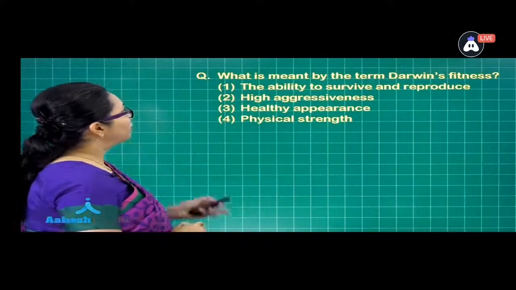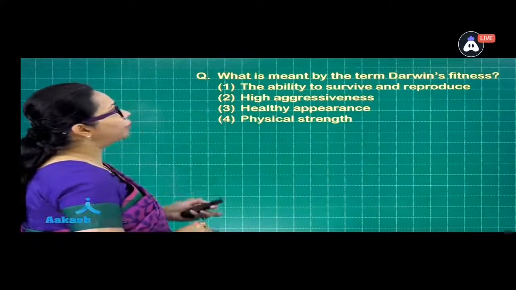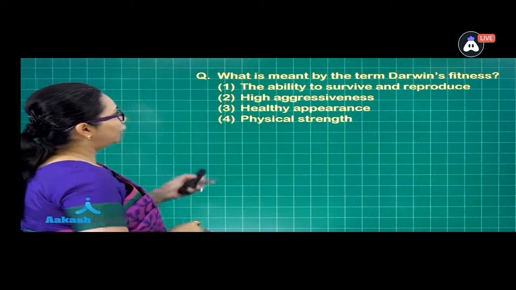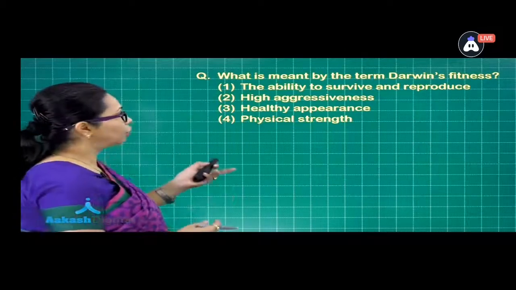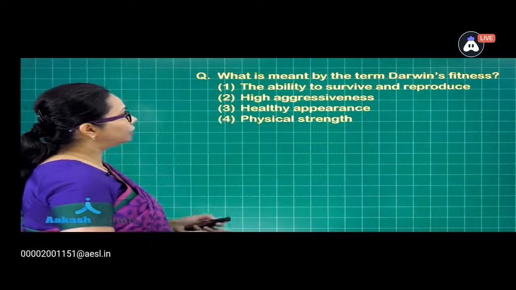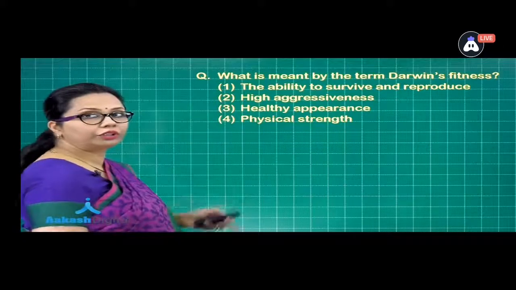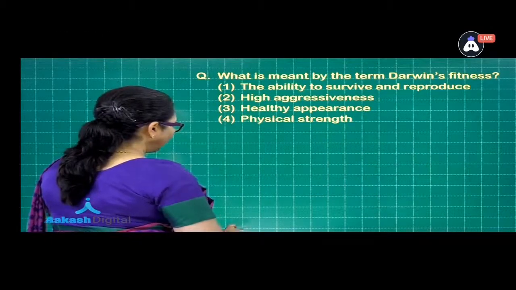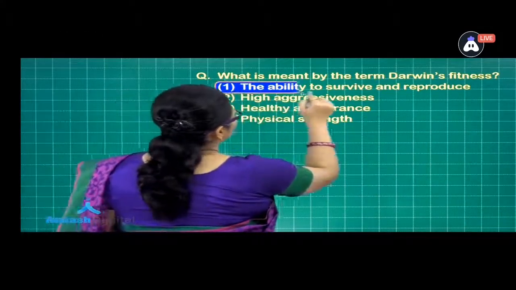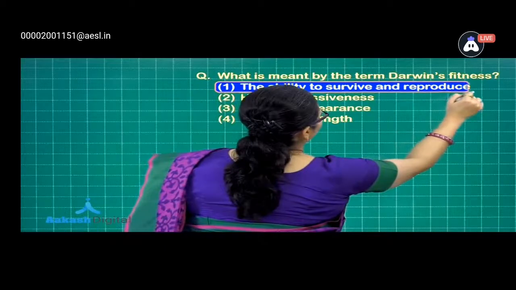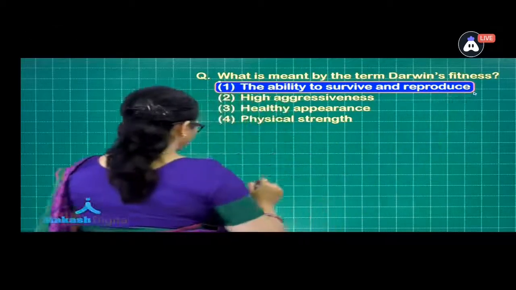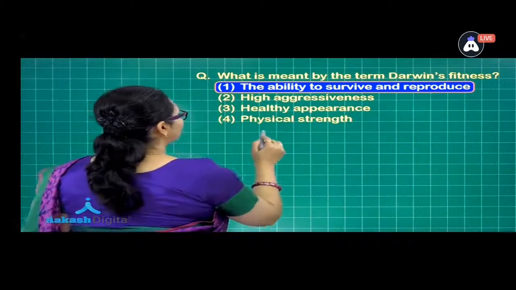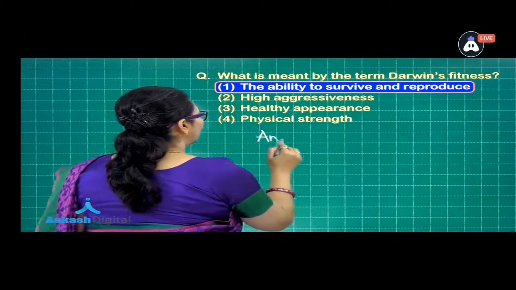Now next one, what is meant by the term Darwin's fitness? Physical strength, the strongest? No. The healthiest? No. Most aggressive? No. It is the ability to survive and reproduce. So this would be the correct answer, that is option one.